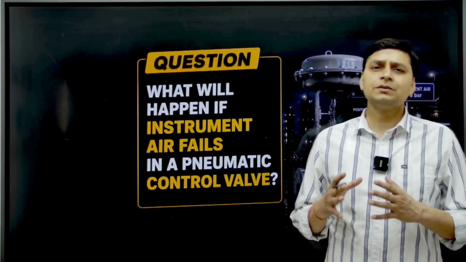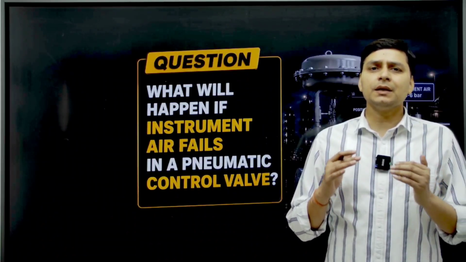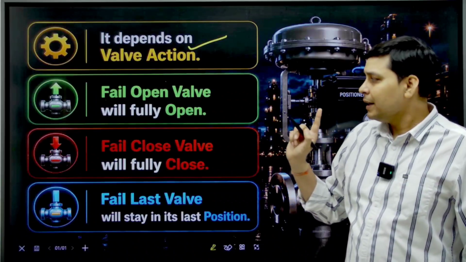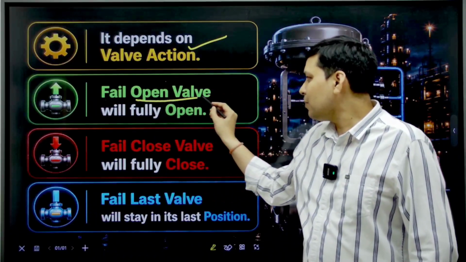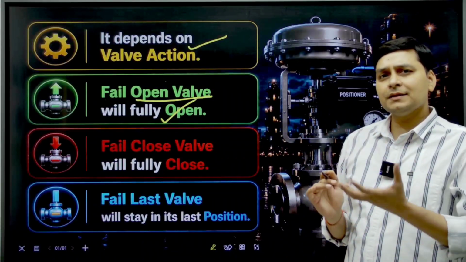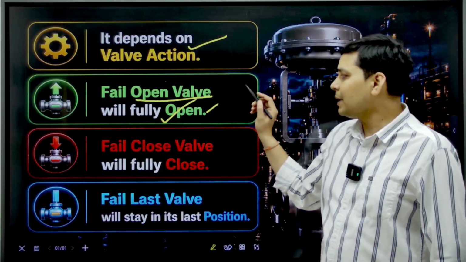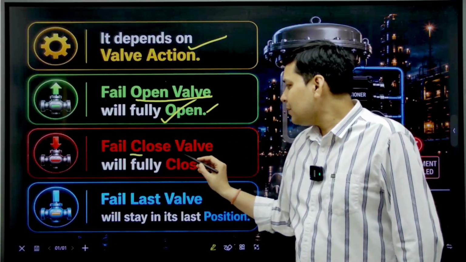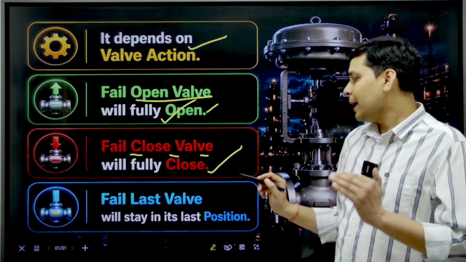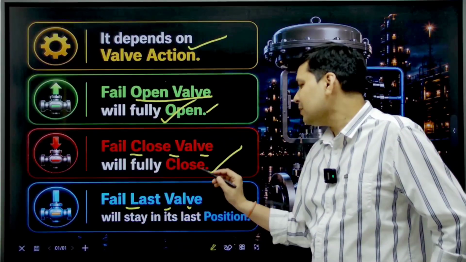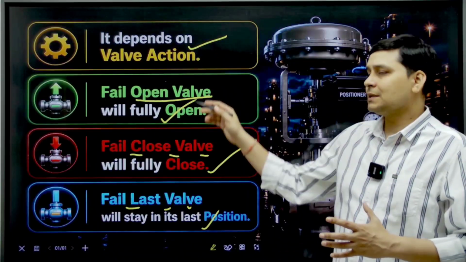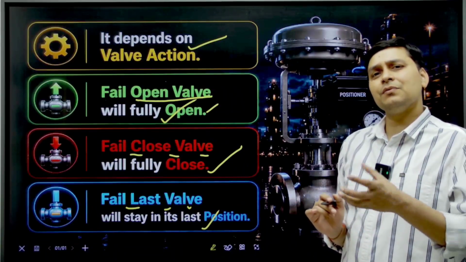Let's move to the next question. What will happen if instrument air fails in a pneumatic control valve? Then it will depend on the valve action. If the valve action is fail open, then it will be fully open. Fail open valve means when the air supply fails, the valve will fully open. If the control valve is fail close, then it will be fully closed. And if the control valve is fail last, then it will stay in the last position. So it will totally depend on the action what will happen when the pneumatic supply fails.